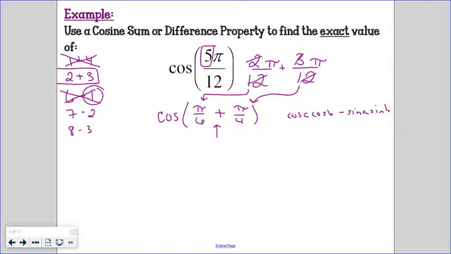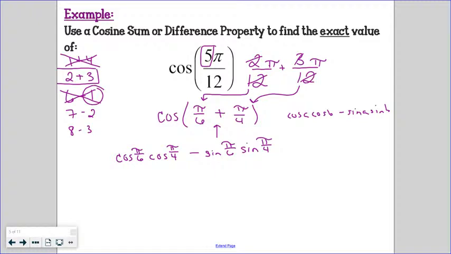And again, that's not something I have to have memorized. We just get that from our sheet. And so we just follow that pattern. Cosine of the first, cosine of the second, minus sine of the first, sine of the second.